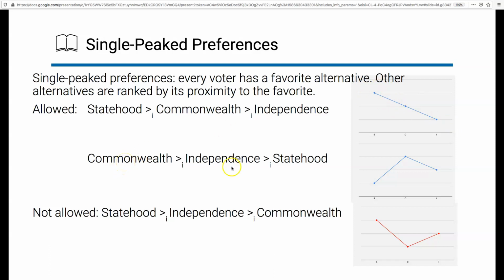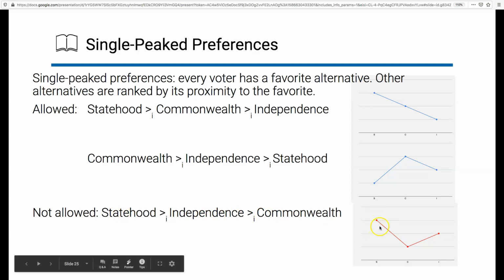Commonwealth first, independence second, statehood third. Commonwealth is the top choice. Independence is the second best. Statehood is the third best. Again, there is a single peak on the graph. What's not allowed is to have more than one peak. For example, statehood is better than independence, better than Commonwealth, gives you two peaks. One peak at statehood and one peak at independence.